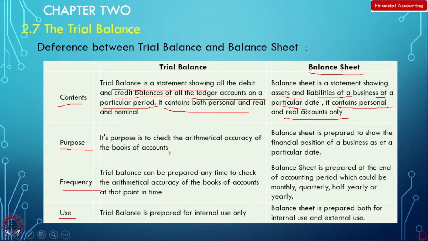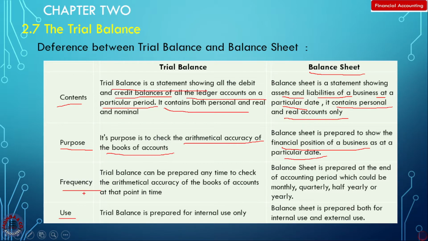So the purpose of a trial balance is to check the arithmetical accuracy of the books of accounts, while a balance sheet, when prepared, shows the financial position of a business at a particular date. So the balance sheet will give us the financial position, while the trial balance will give us arithmetical accuracy.